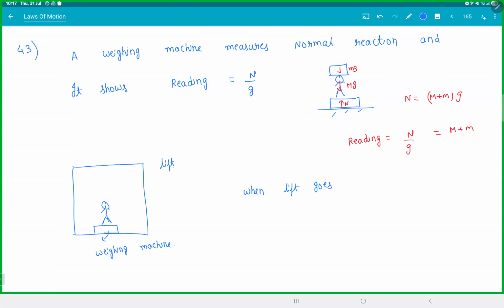So when the lift goes up with acceleration a, it shows 72 kgs. So you're standing on a weighing machine inside a lift. When it goes up with a, it shows 72 kgs.